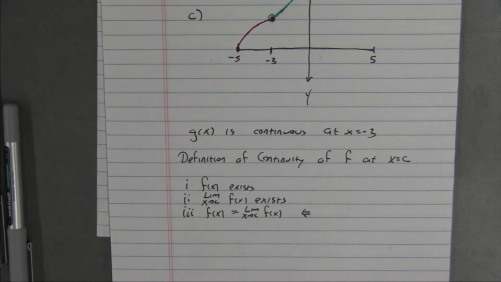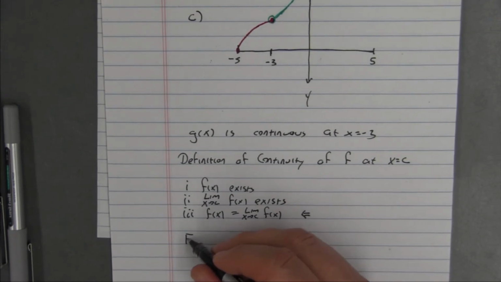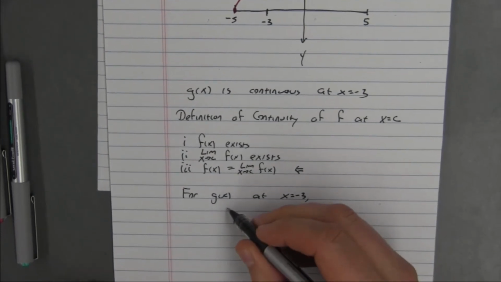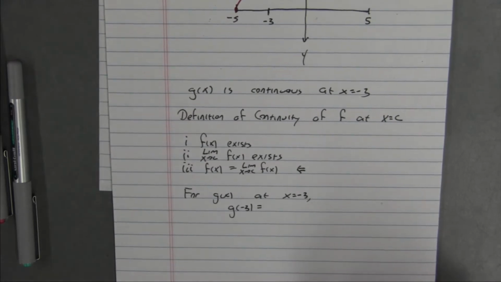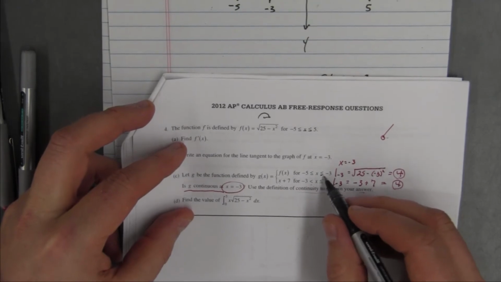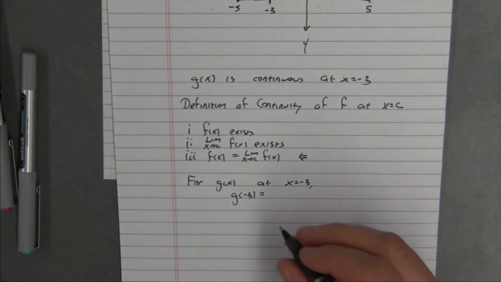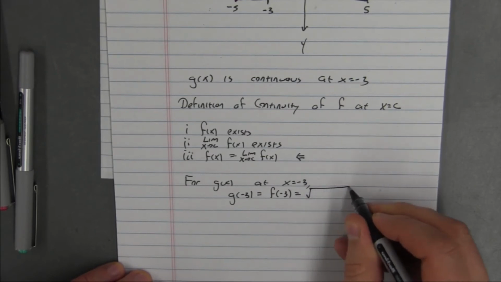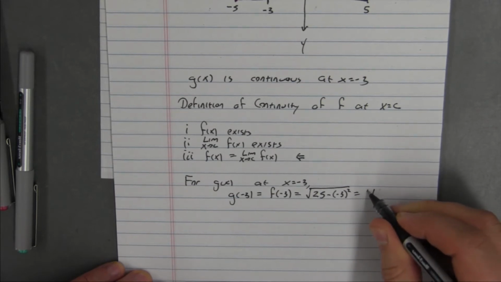So let's go and check these things for our function g. For g of x at x equals -3, g of -3 is equal to, well, what's g of -3? If we go back to our definition, g of x, if x is equal to -3, is just equal to f of x. Therefore, g of -3 is equal to f of -3, and f of -3 is equal to the square root of 25 minus -3 squared. We keep coming back to this, and it's still 4.